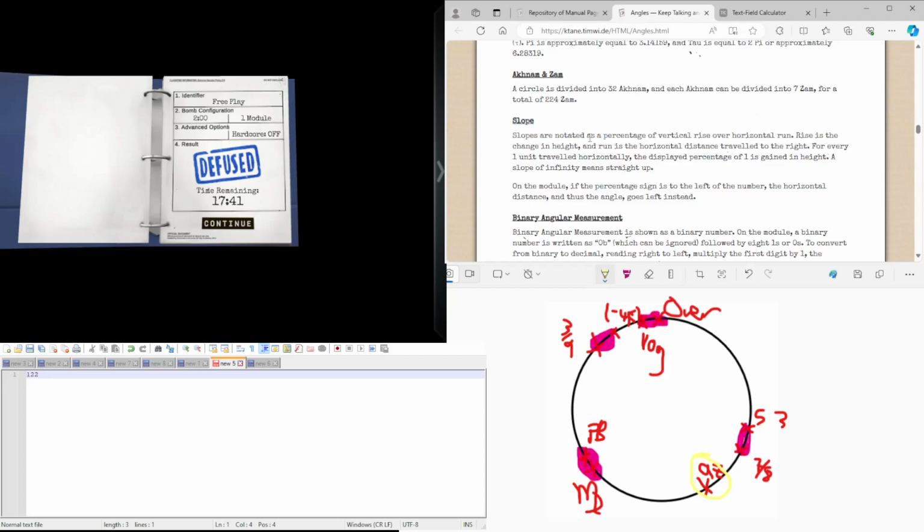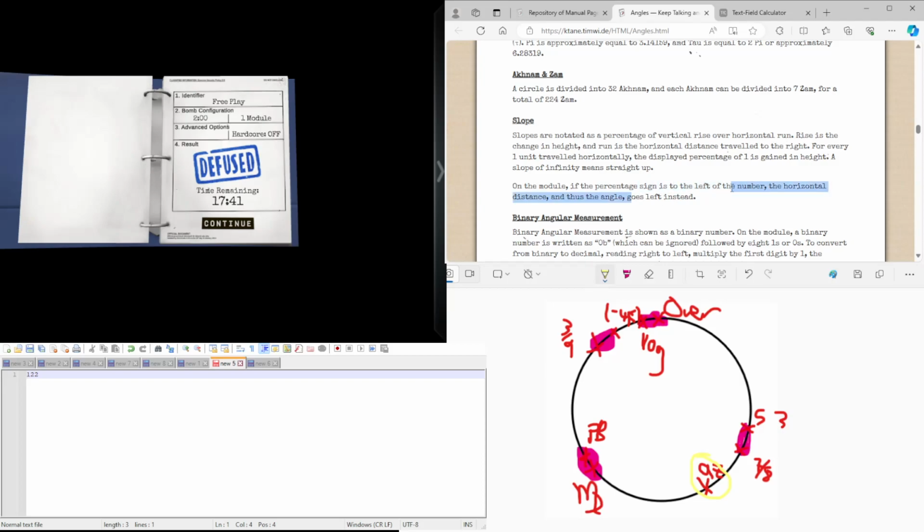Slopes are interesting. You will either get a percentage sign on the left-hand side or the right-hand side. Right-hand side means it's rise over run. So basically, if it says like 0.5%, that would imply 1 over 2, and that would be a rise of 1, so going upwards by 1, and to the right, even, by 2.